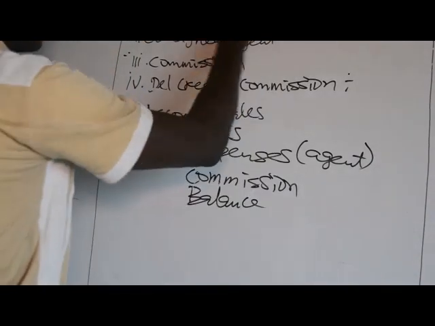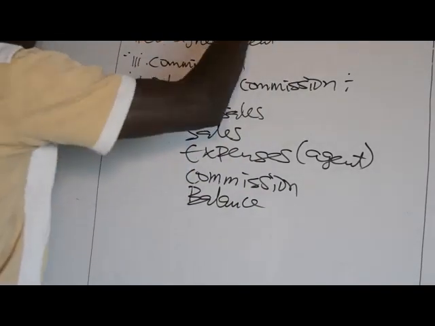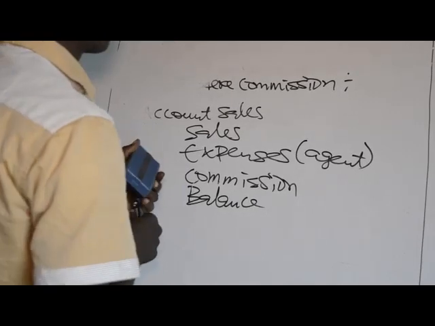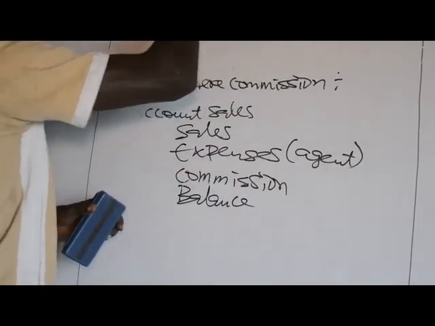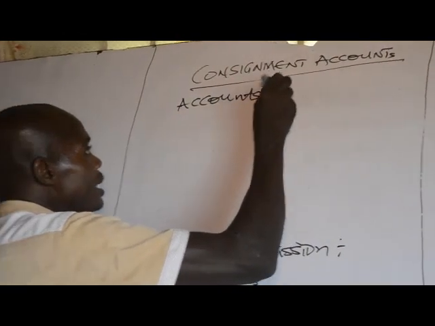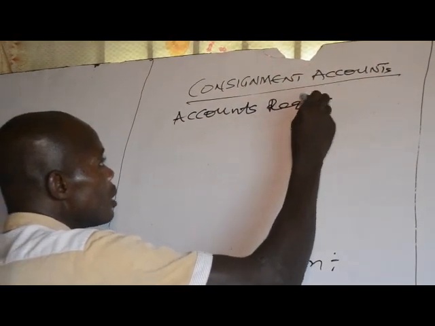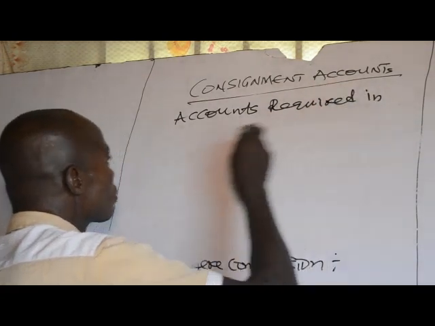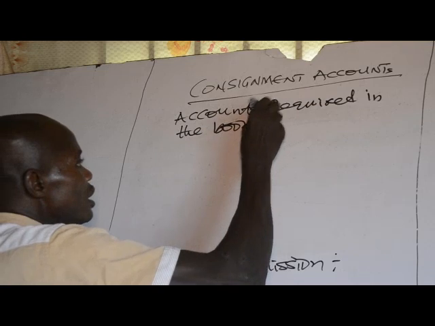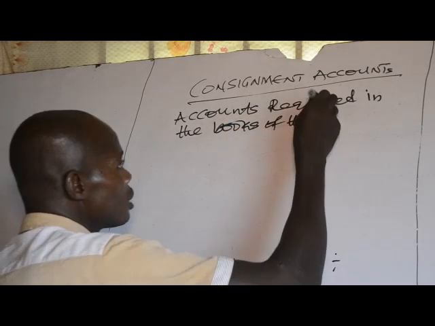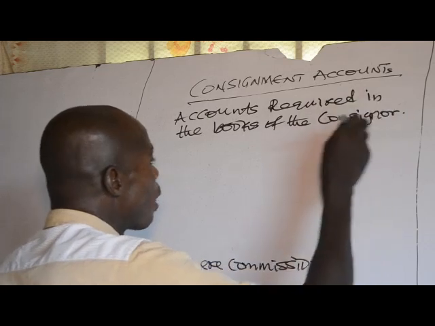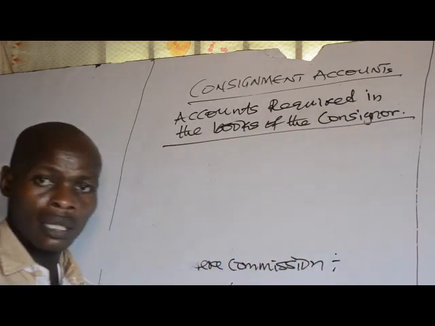Now, having examined the various terminologies used in consignment account, I want to consider the accounts required. What are the accounts you will need to prepare? Accounts required in the books of the consignor, that is, accounts you will need to prepare in the books of the principal.